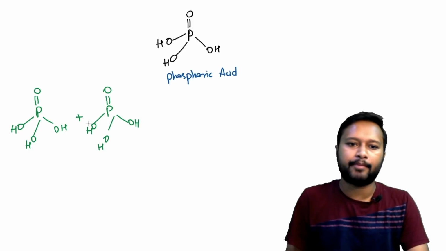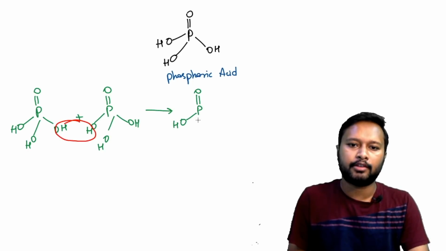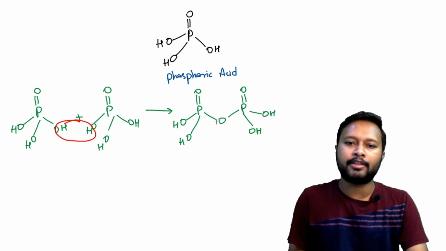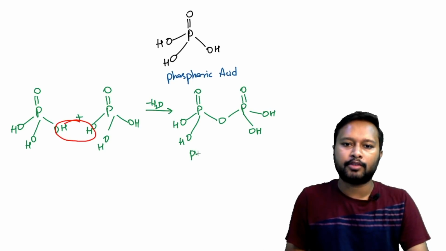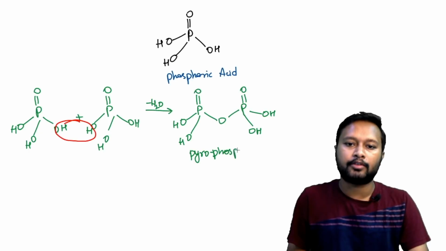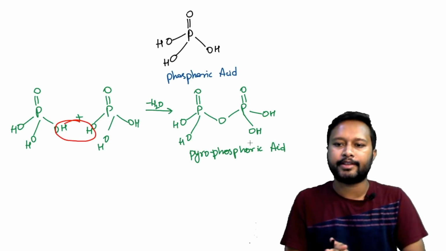In this case one water molecule will be removed and one oxygen will be left out at the center. So what I am going to get is P double bond O, OH, OH, O, P double bond O, OH and OH. What will this be called? When you remove one water molecule from 2 moles of oxoacid, it is called pyro. So that's the name: pyrophosphoric acid.